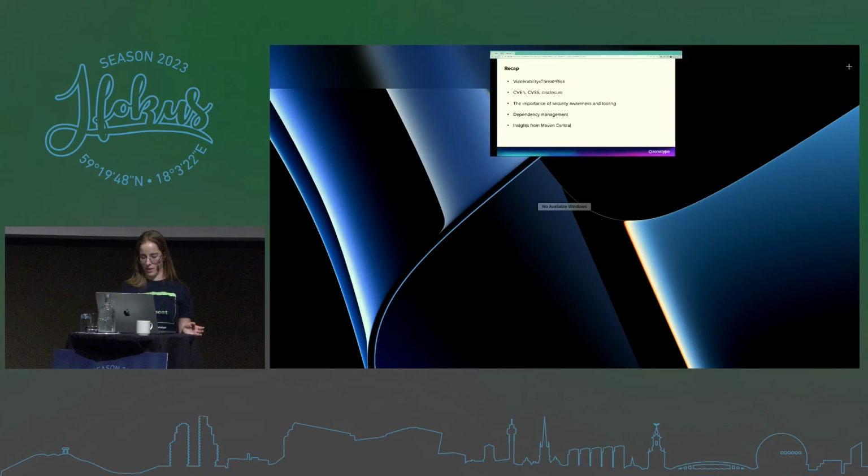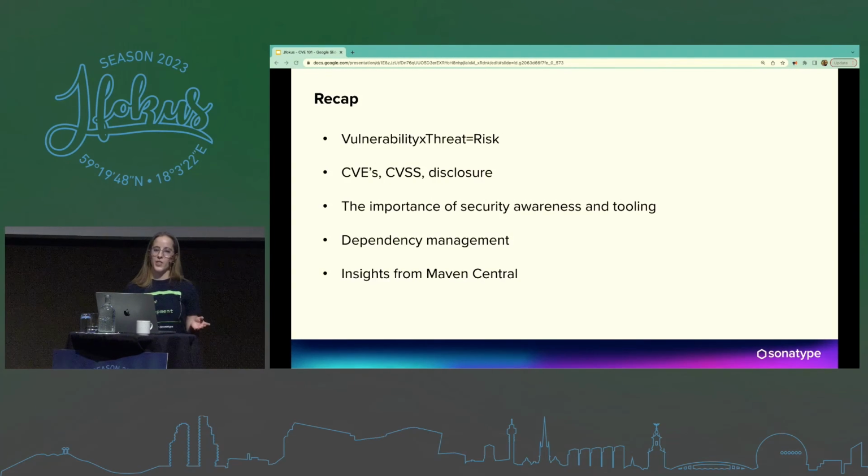I'm running very early apparently, but just to recap, today we talked about the relationships of vulnerability, threat, and risk, CVEs and CVSS scores, the importance of security awareness and tooling, dependency management, and some things that you can look at from Maven Central.